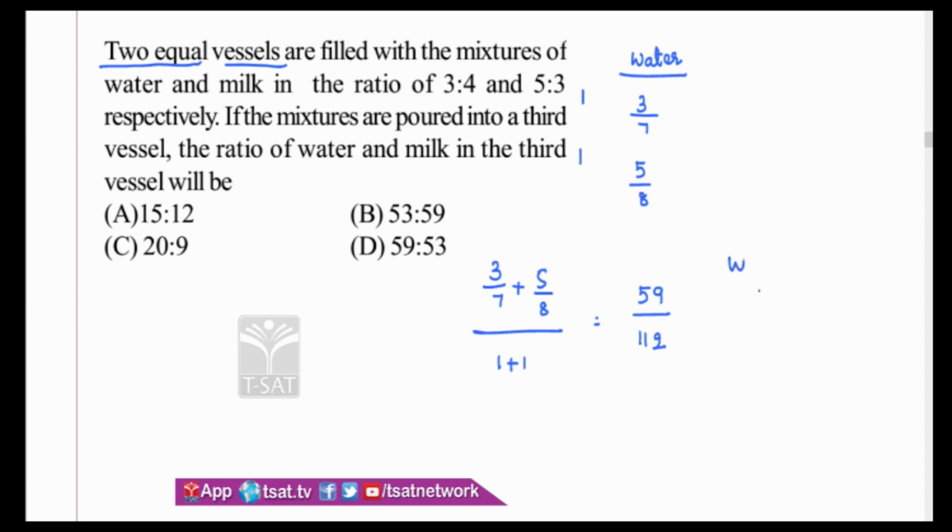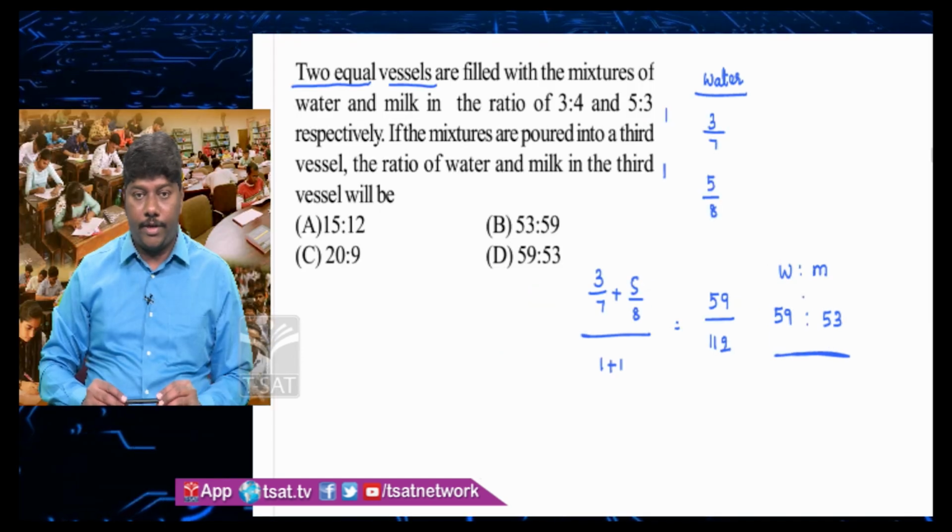So if I ask you what is the water to milk ratio, 59 parts out of 112 parts is water, then the remaining is milk, that is 53. Together they make 112. So the answer is 59 is to 53.